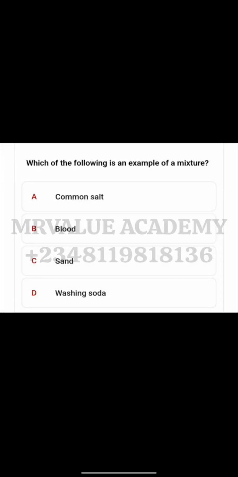Then the next one: which of the following is an example of a mixture? Common salt, that's sodium chloride, is a compound. That's not a mixture. Blood is a mixture. Sand is a compound. Washing soda, that is sodium carbonate, is a compound. So the only answer here is option B, which is blood.